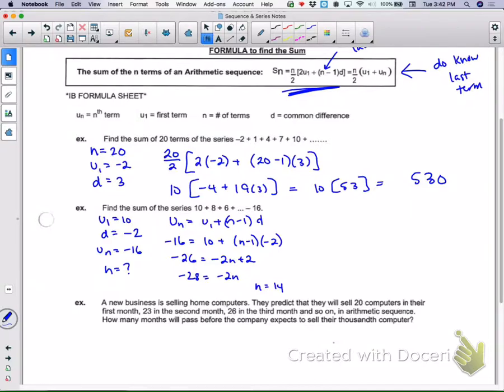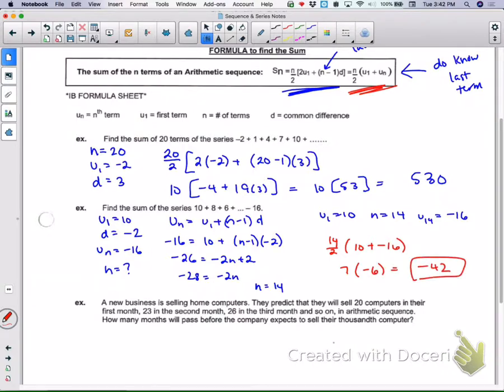So now u sub 1 is 10, n is 14, u sub 14 is negative 16. Now I can use the second formula up here. So 14 over 2, 10 plus negative 16, 7 times negative 6, negative 42. Does that answer make sense? Yes, because the last term was a negative, so there would be other negatives in there as well. So yeah, sure, makes sense.